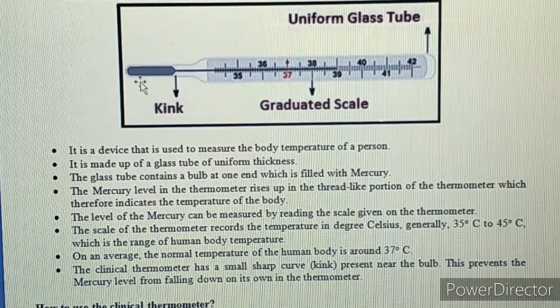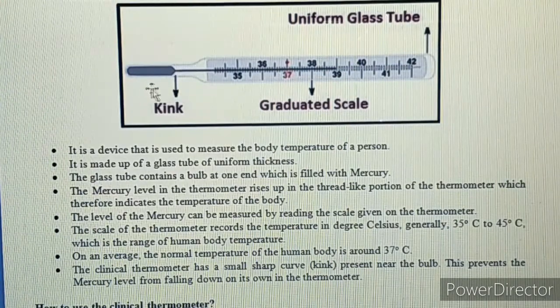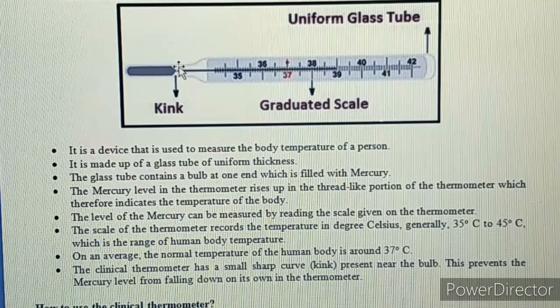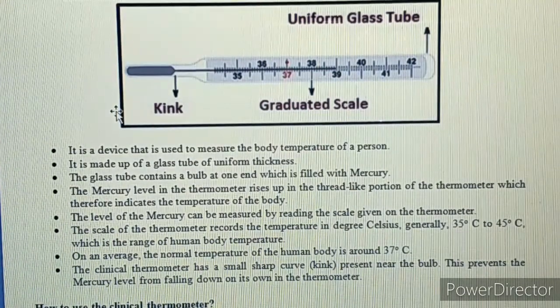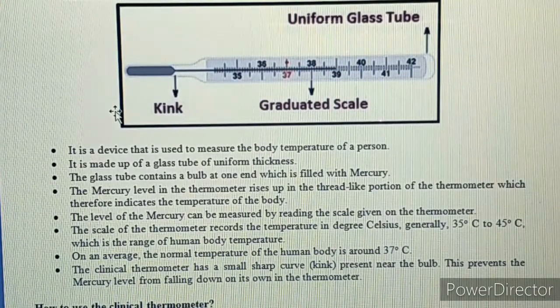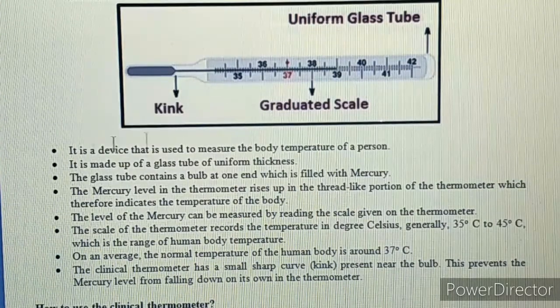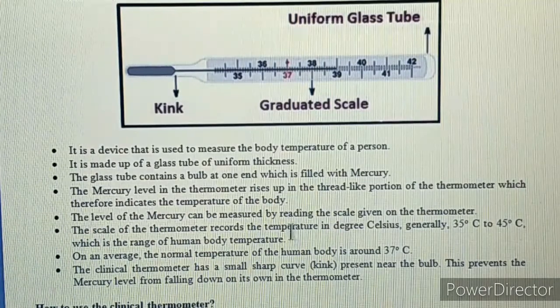This is the bulb, children, which is filled with mercury. The mercury level in the thermometer rises up in the thread-like portion of the thermometer. Can you see this thread-like portion? This is called the thread-like portion of a thermometer, where the mercury level rises when it gets heat. Due to that, the mercury expands, and then it rises in this thread-like structure to indicate the temperature of the body.